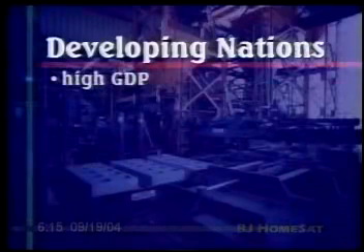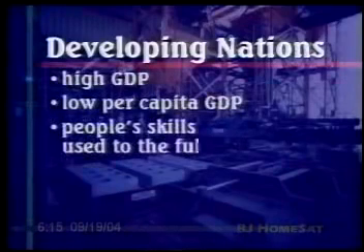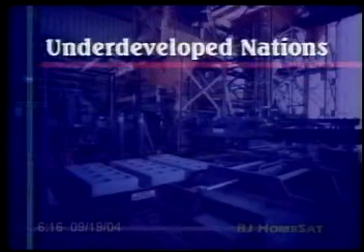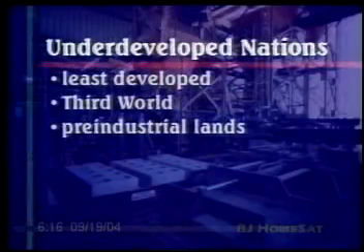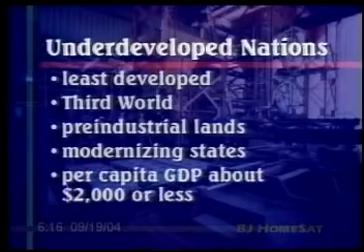Now, nations that are not considered developed are referred to as developing or underdeveloped. Underdeveloped nations have a high GDP but a low per capita GDP, and people's skills are not used to the fullest. Underdeveloped nations are also known as least developed, third world nations, pre-industrial lands, and modernizing states. And their per capita GDP is usually about $2,000 or less.